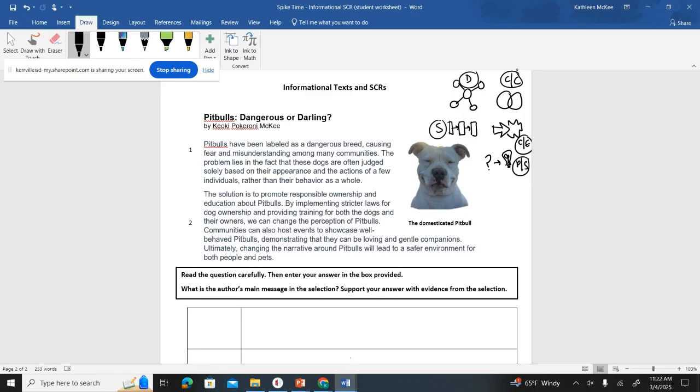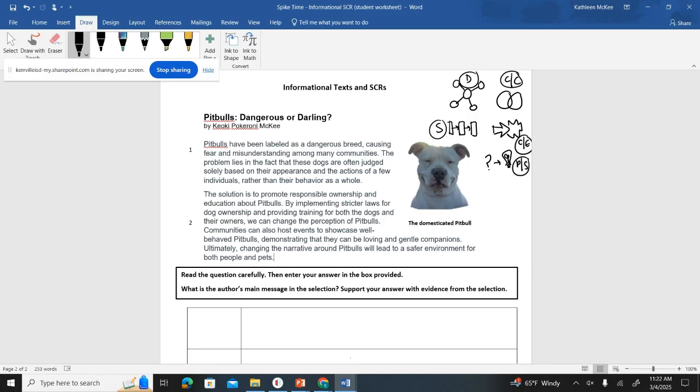Pit bulls have been labeled as a dangerous breed, causing fear and misunderstanding among many communities. The problem lies in the fact that these dogs are often judged solely based on their appearance and the actions of a few individuals rather than their behavior as a whole. The solution is to promote responsible ownership and education about pit bulls. By implementing stricter laws for dog ownership and providing training for both the dogs and their owners, we can change the perception of pit bulls. Communities can also host events to showcase well behaved pit bulls, demonstrating that they can be loving and gentle companions. Ultimately, changing the narrative around pit bulls will lead to a safer environment for both people and pets.